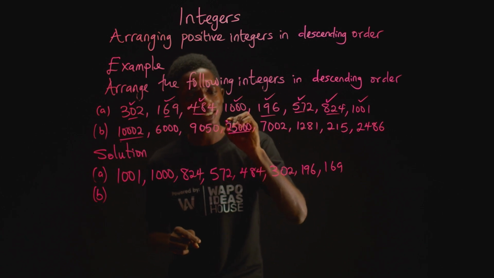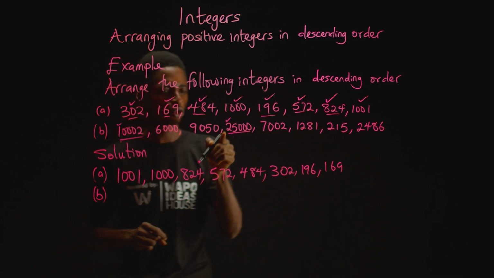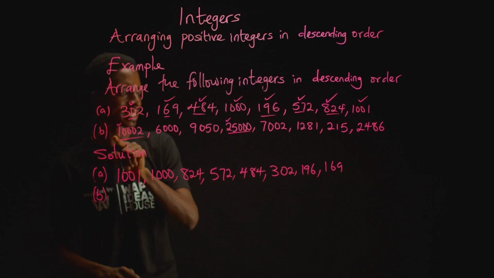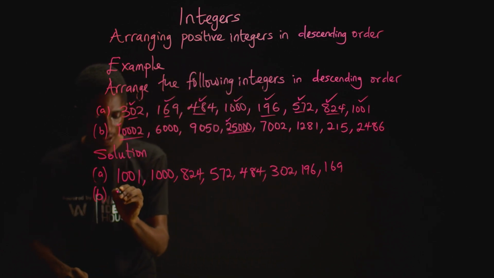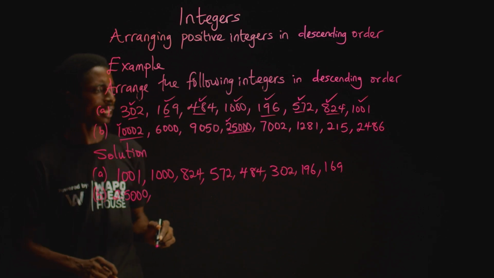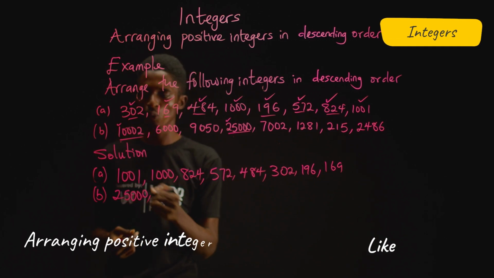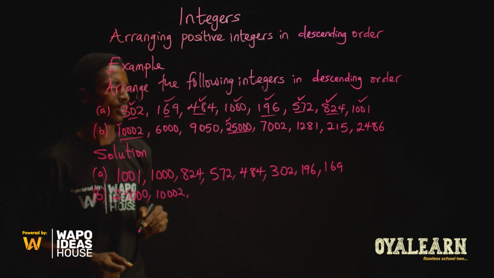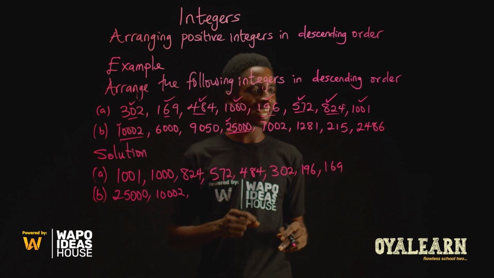Here we have 25,000. So when we consider this number, which lies in the ten thousands place value, you agree with me that the number 2 is bigger than the number 1. So in this set of numbers, our largest number would be 25,000. Let's put that down. The next 5-digit number we are considering is this. So after 25,000, we should have 10,002.